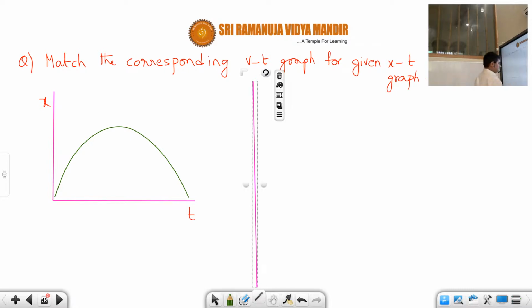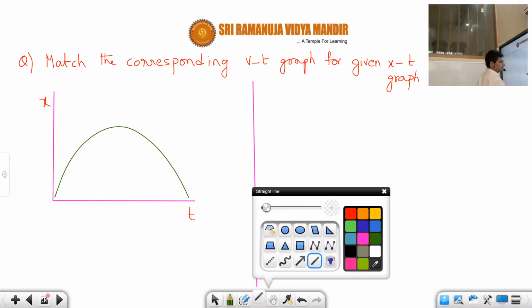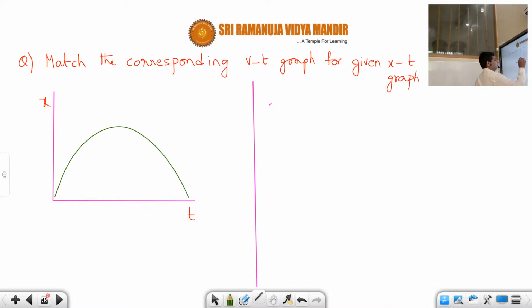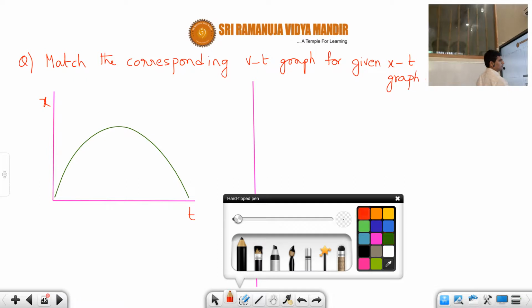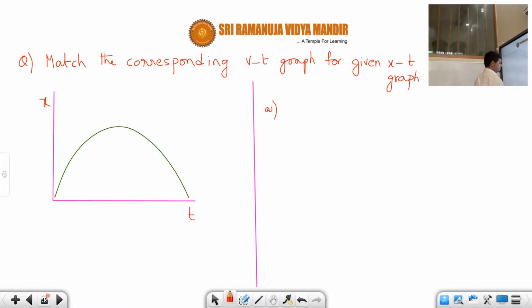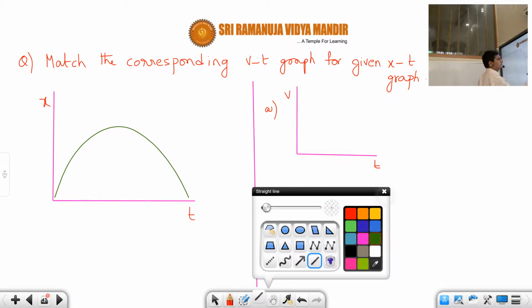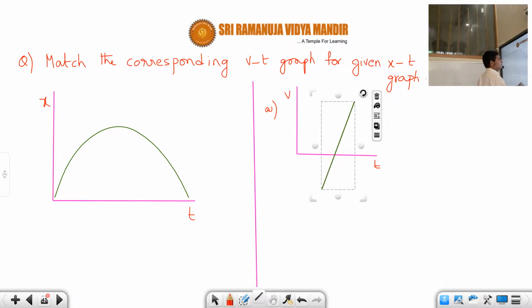And VT graphs are also given. There are different VT graphs given. Let us see here. So first one, let us say VT graph. This is T, this is V. This is V, this is T. The shape is given like this, students. The shape is given like this. Next, B, this is also given like this.